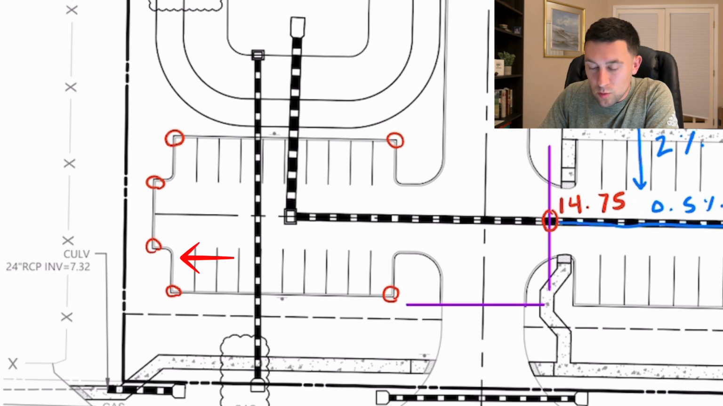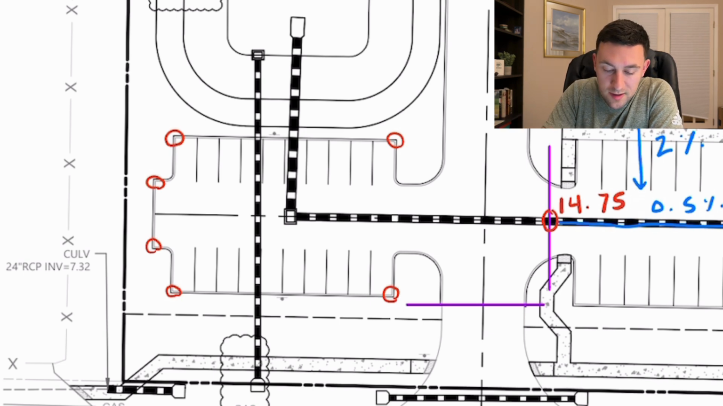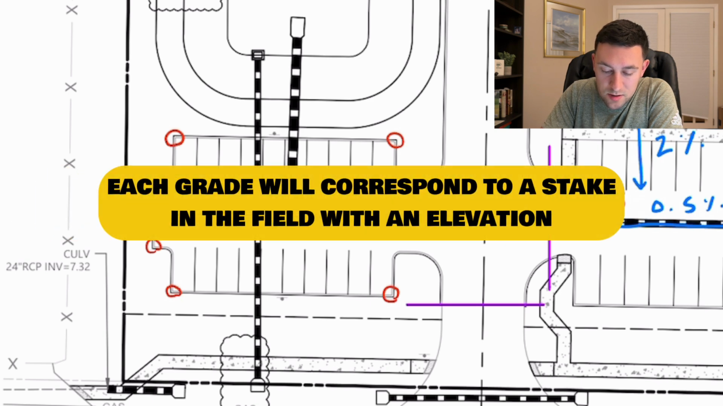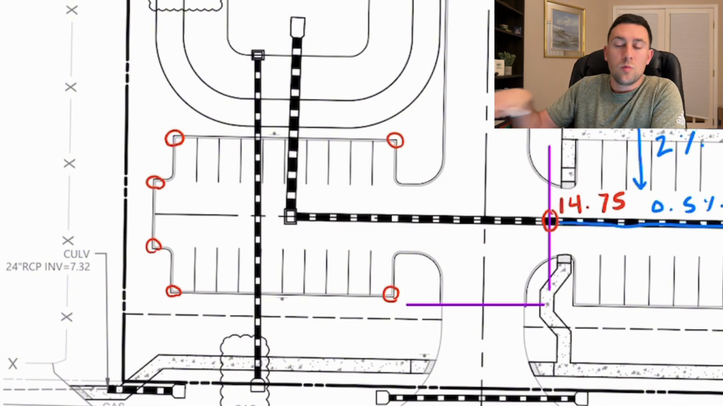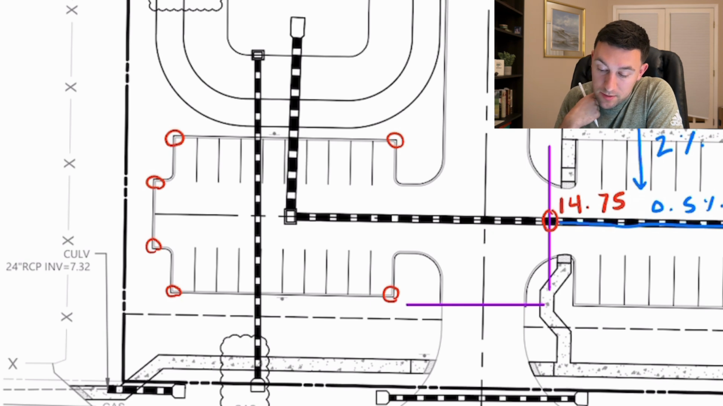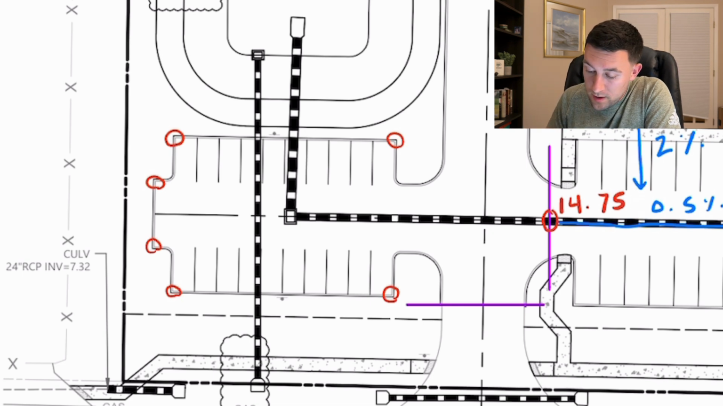So when this is all staked out, the surveyor is actually going to provide stakes at each of these spot shots that we give. So that's the importance of these grades that we're calling out. Each little grade that we call out is not just some random grade. No, a surveyor is going to go out in the field and actually place stakes, little wooden stakes with elevations of these grades. And the contractor is going to build it the way that we're calling out.